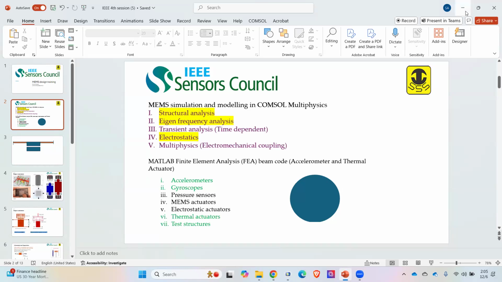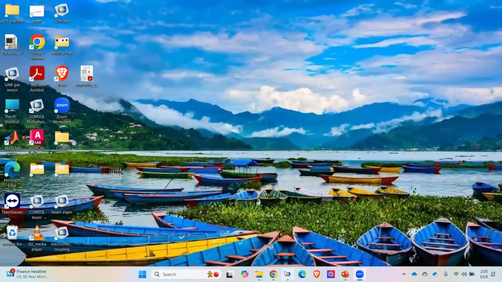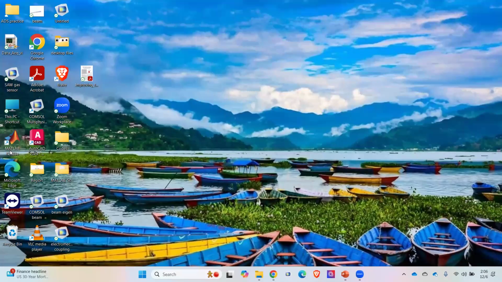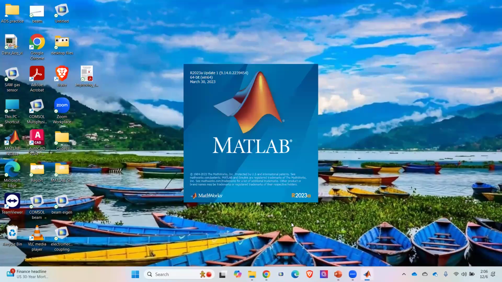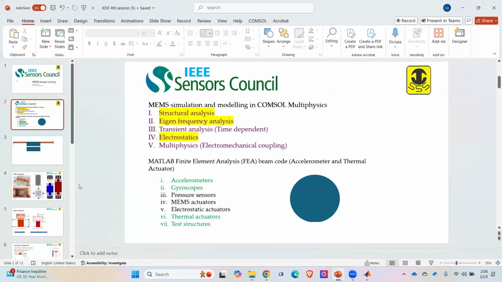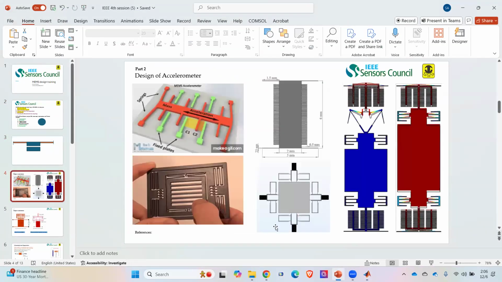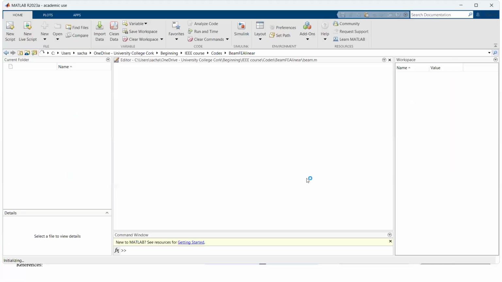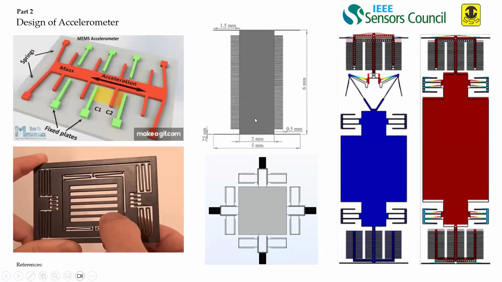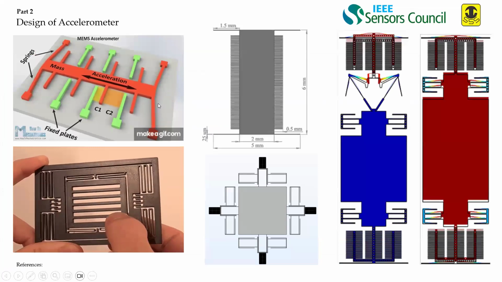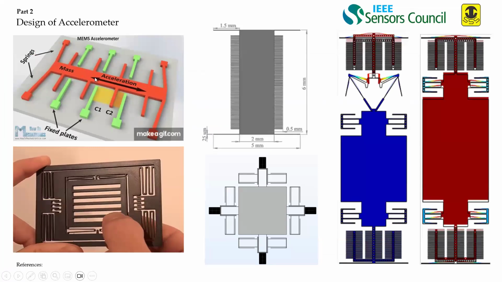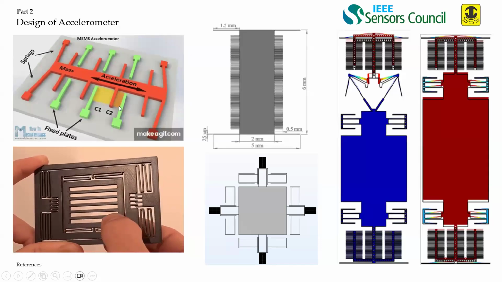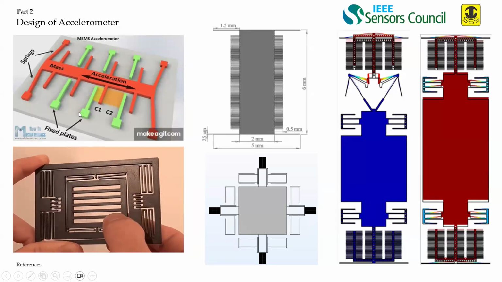Now I'll move to MATLAB. I'll close everything, the console, and open MATLAB. Before it opens, I just want to show a few of the accelerometer designs which I took from different papers and the internet. This is how your accelerometer looks. You'll have a mass and different beams, which look like a comb-like structure, and there you will have a fixed plate, a static plate.